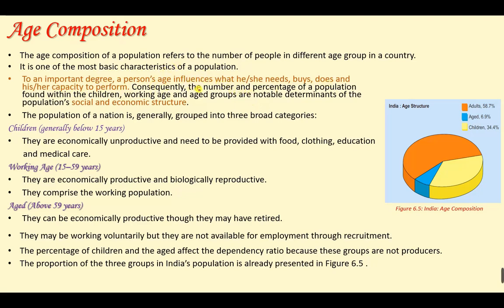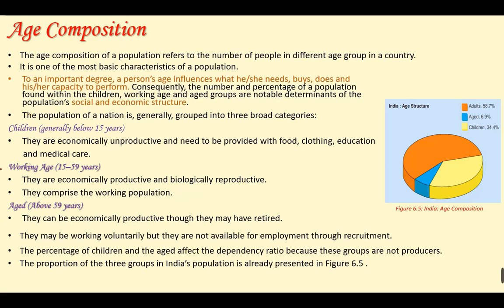Consequently, the number and percentage of a population found within the children, working age, and aged groups are a notable determinant of the population's social and economic structure. So by these age groups, we can understand the population's social and economic structure.